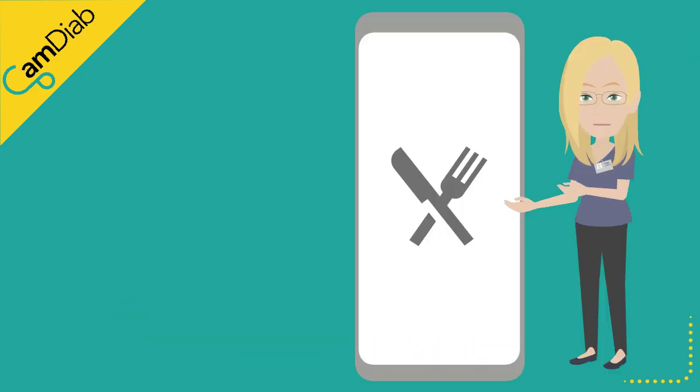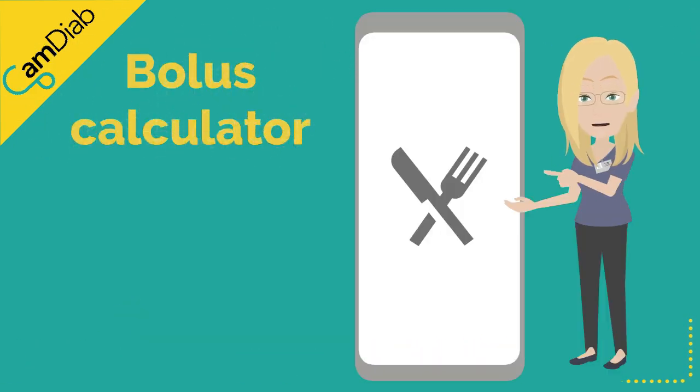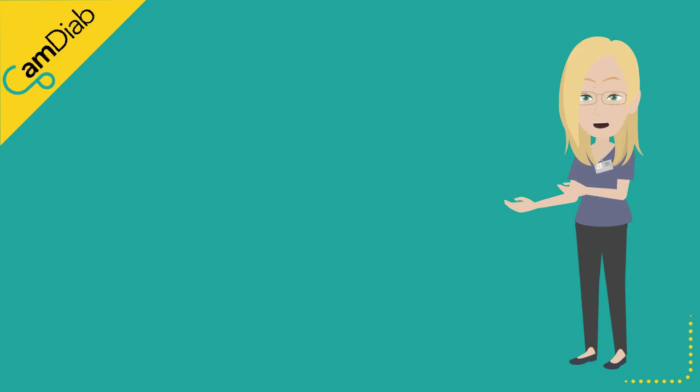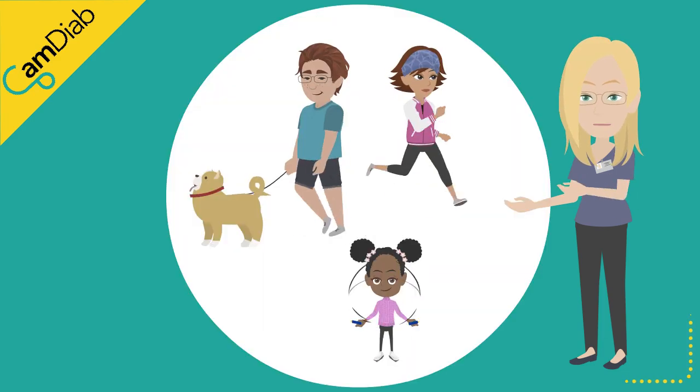The MyLifeCam APSFX app has a bolus calculator that people can use to deliver a dose of insulin for meals and snacks. However, there may be times that you eat or drink something containing carbohydrates but not want to bolus a dose of insulin for them, such as when you are hypo or being active.